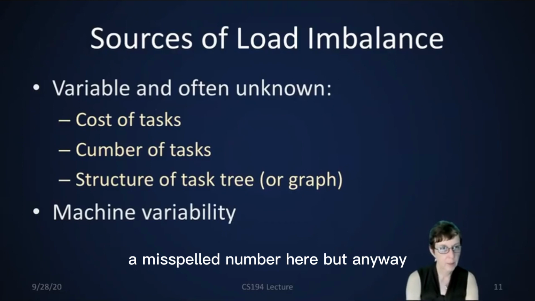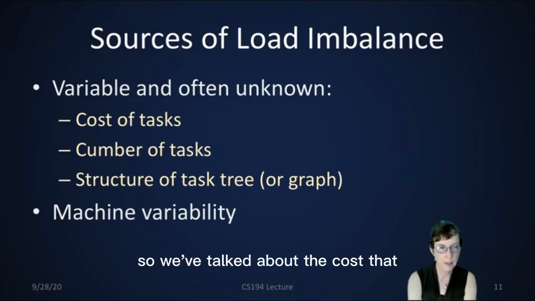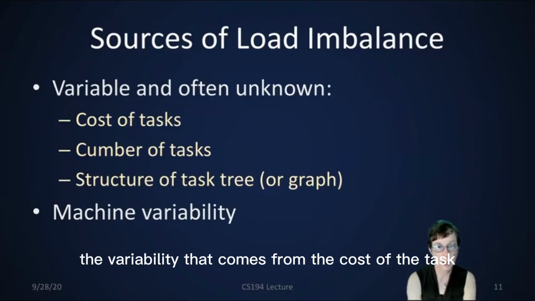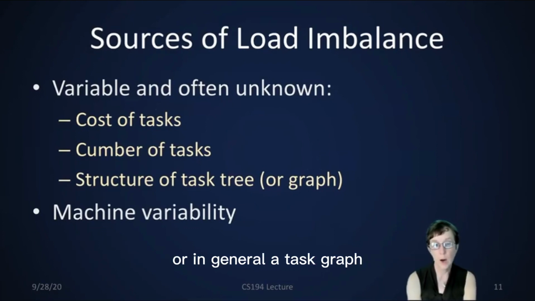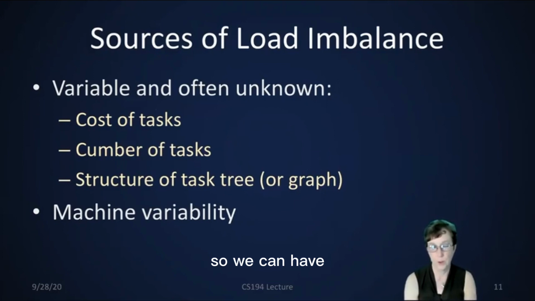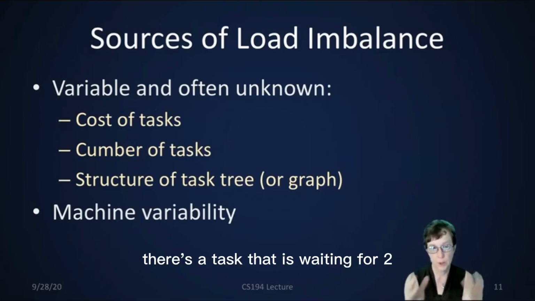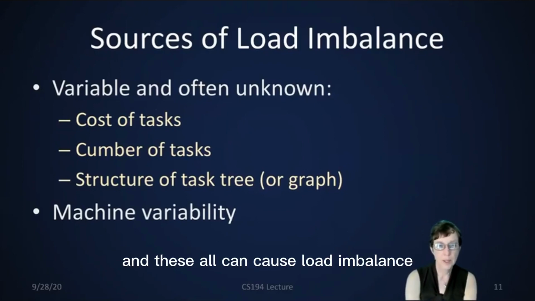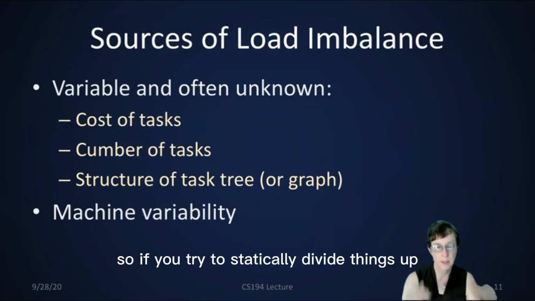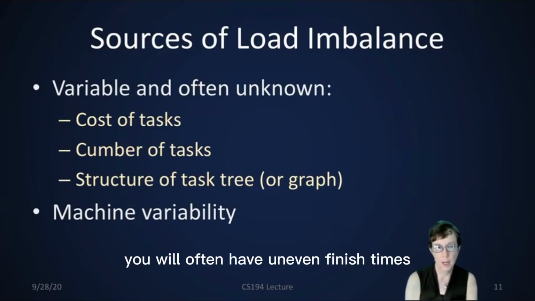Looks like I misspelled number here, but anyway, so we talked about the variability that comes from the cost of the task, the number of tasks, and the structure of the task tree, or in general, a task graph. So we can have a situation where a task is waiting for 2 or more parents to complete. And these all can cause load imbalance. So if you try to statically divide things up, you will often have uneven finish times.